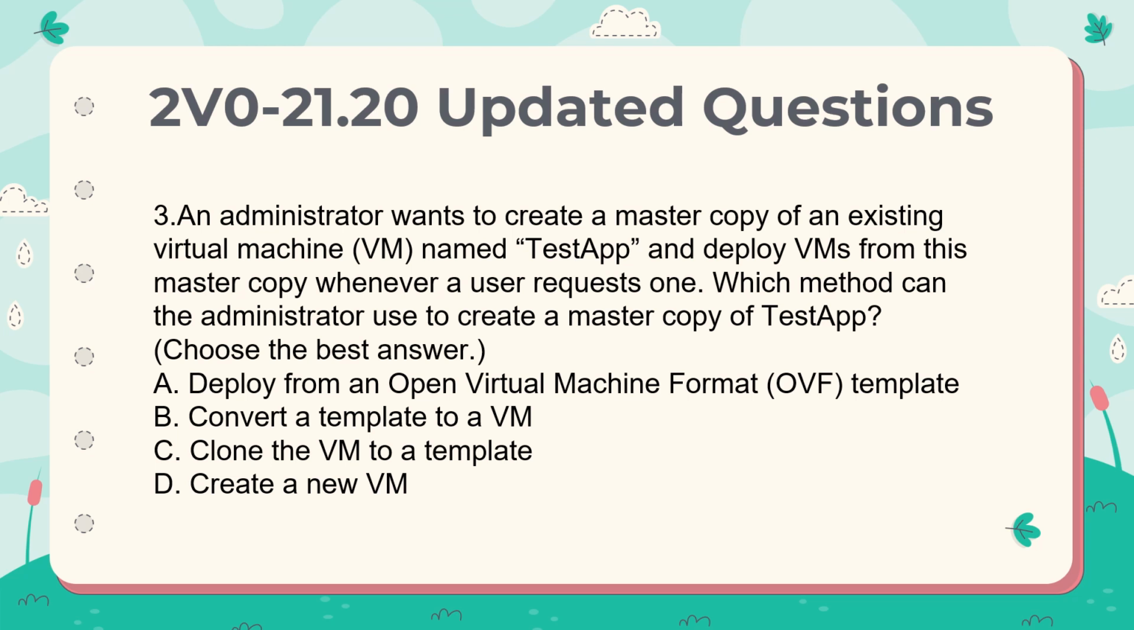3. An administrator wants to create a master copy of an existing virtual machine, VM, named Test App, and deploy VMs from this master copy whenever a user requests one. Which method can the administrator use to create a master copy of Test App? Choose the best answer. A. Deploy from an open virtual machine format, OVF, template. B. Convert a template to a VM. C. Clone the VM to a template. D. Create a new VM.